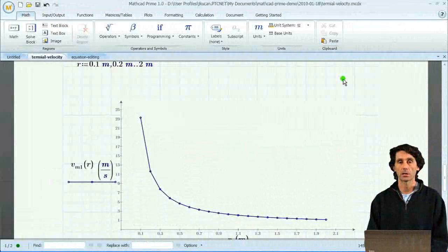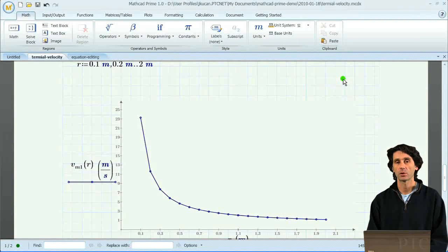This was a very quick introduction to MathCAD Prime 1.0, just to give you a flavor of the look and feel of the application.